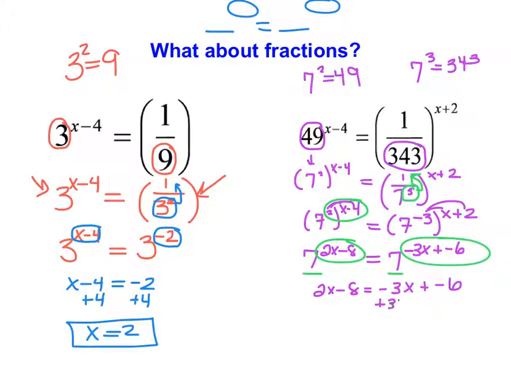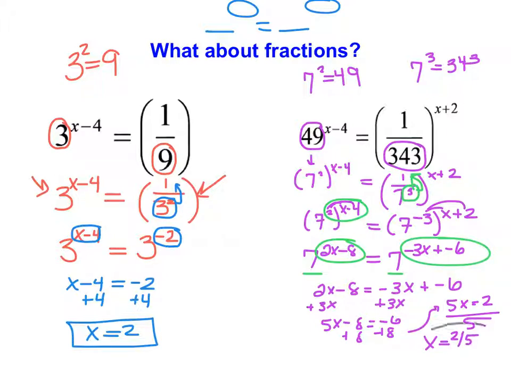I add 3x, add 3x. So I get 5x minus 8 is equal to negative 6. I add 8 to each side. So I end up with 5x is equal to 2. Divide by 5. And I ultimately find that x is equal to 2/5.